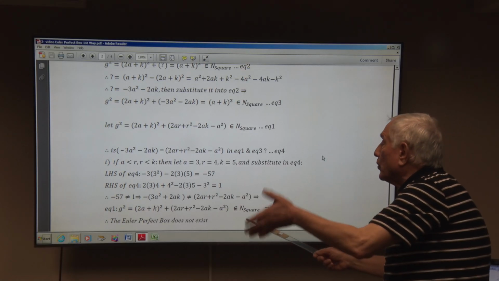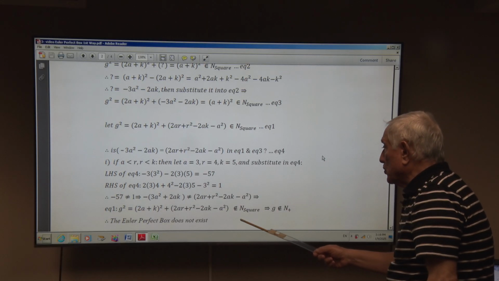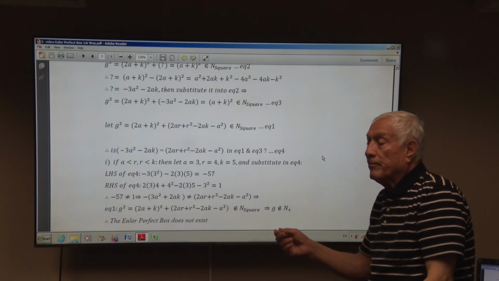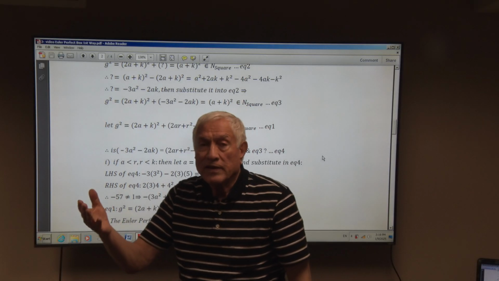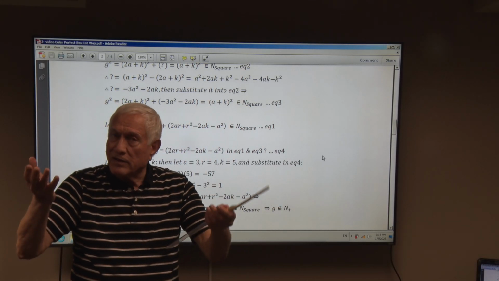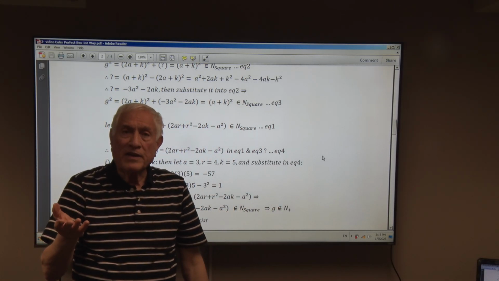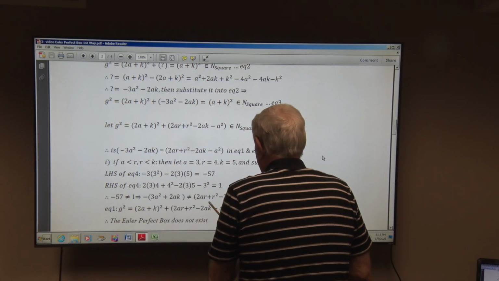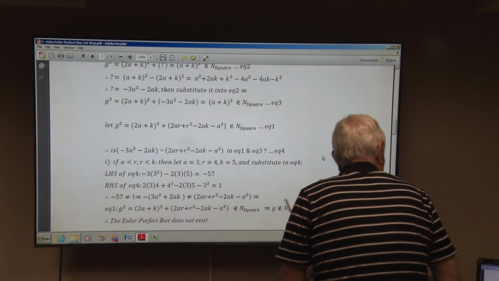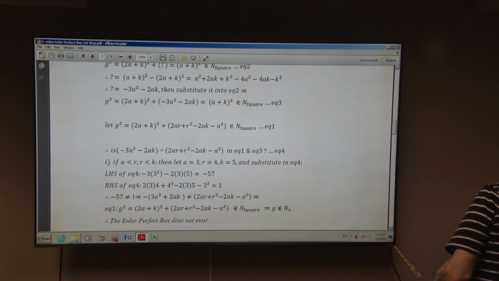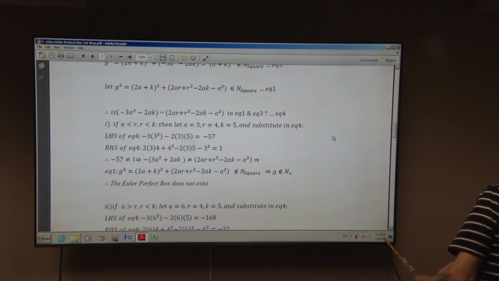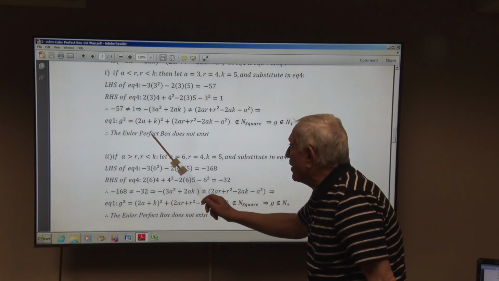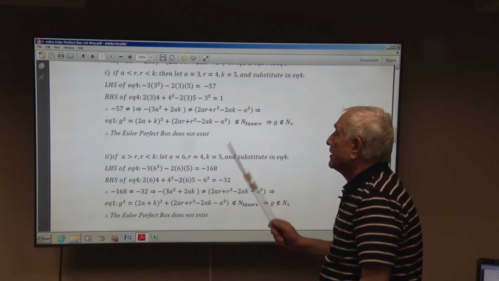When G is not square, the root of G square at that time is also not an integer. Why? G square equals 8. Square root of both sides, the square root of 8 is not an integer. Okay. That means the Euler perfect box does not exist.